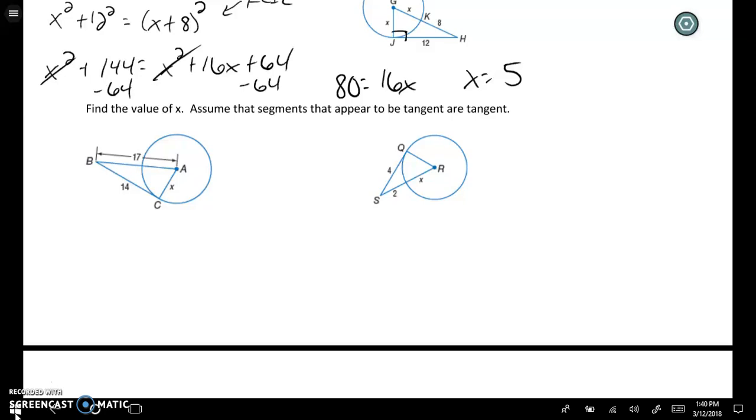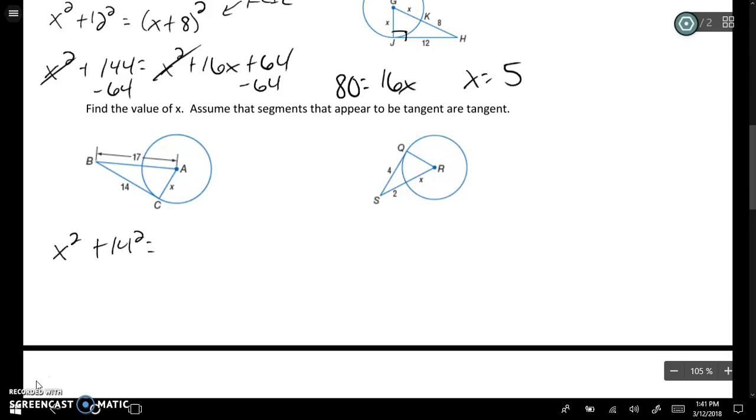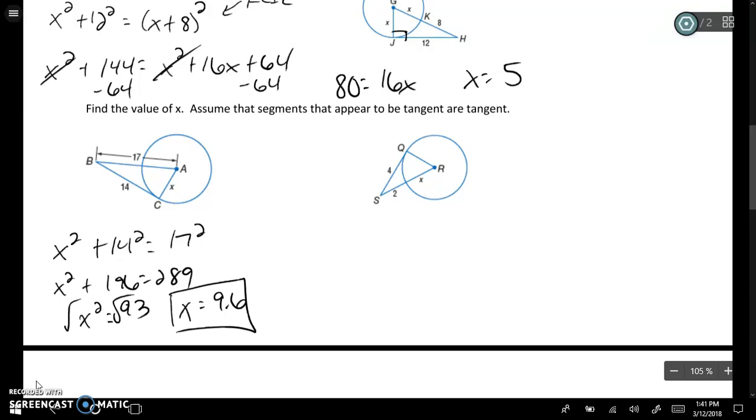Assume that they're going to be tangent, so they're going to make the right angles. Okay. Those guys are shot. We're going to check. x squared plus 14 squared is going to be 17 squared, which means x squared plus 196 is 289. Subtract, you get x squared is 93. Take the square root of both sides. It tells you x is going to be about 9.6. Okay, about 9.6.